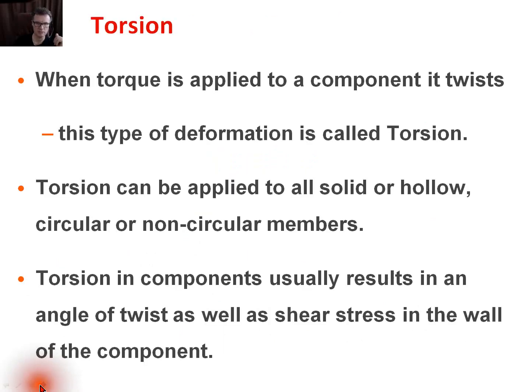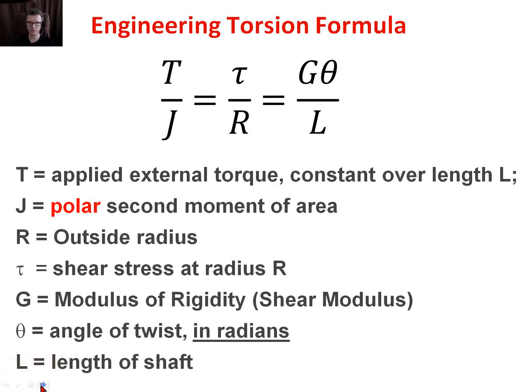So for torsion, when we apply a torque to a component it twists, and this type of deformation is called torsion. Torsion can be applied to something that's solid or hollow, circular or non-circular members. Torsion in components usually results in an angle of twist as well as shear stress in the wall components.